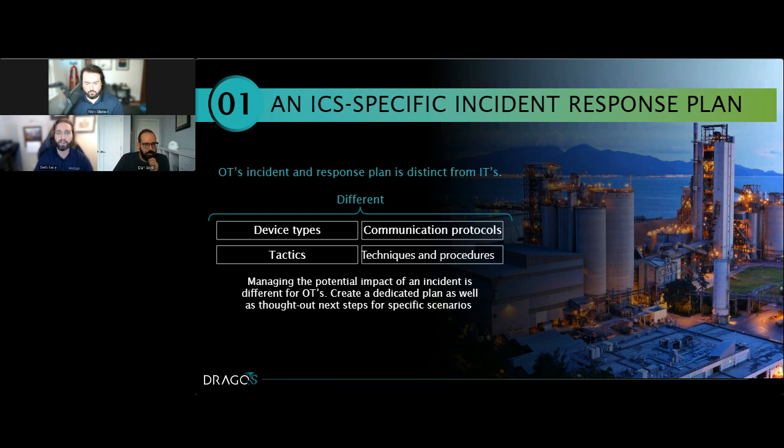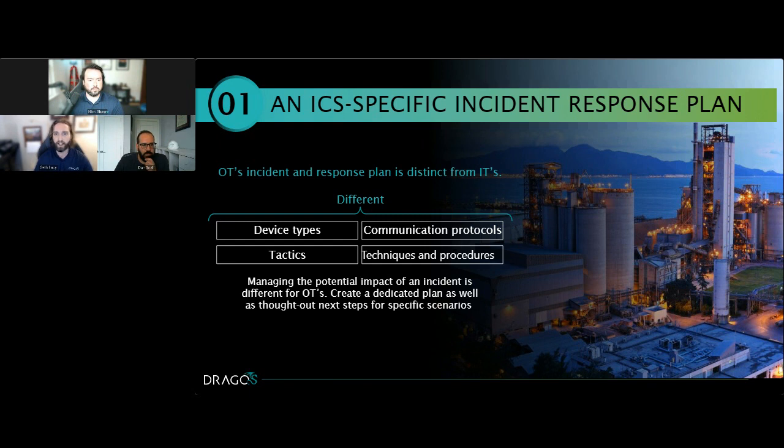The other piece of this is that what triggers an operational technology incident response plan may be different than that for an IT network. It's really important to have those triggers clearly defined and the roles and responsibilities across OT security, IT security, and leadership explicitly outlined if you ever observe any of those triggers. And I want to touch on a couple quick examples here.